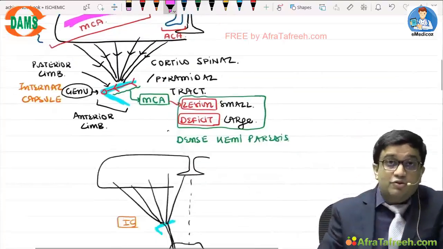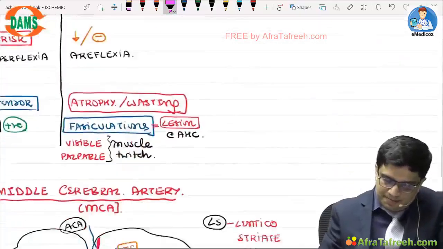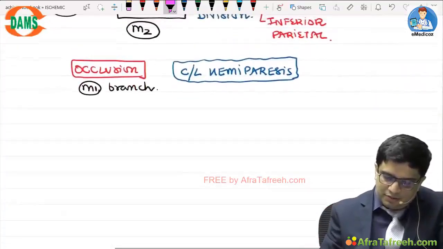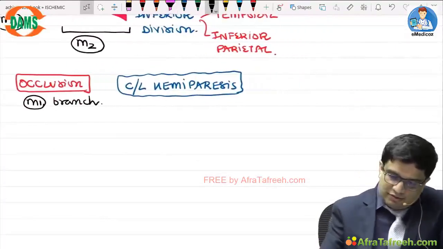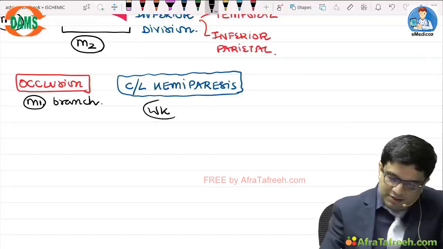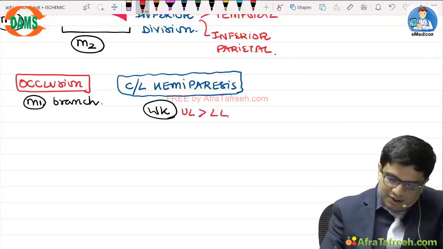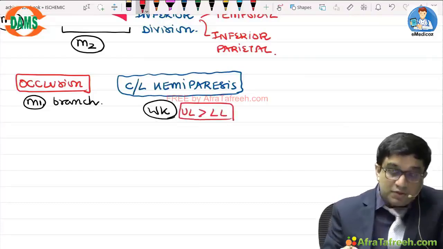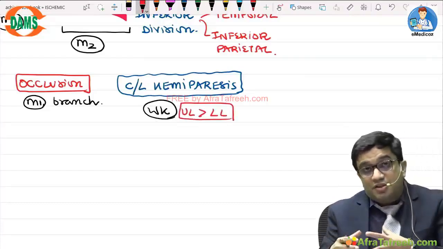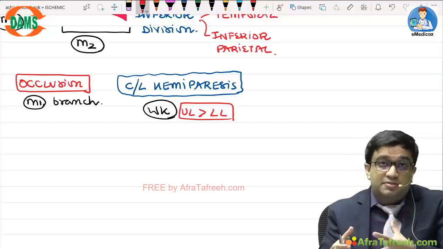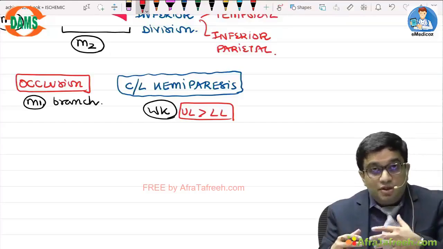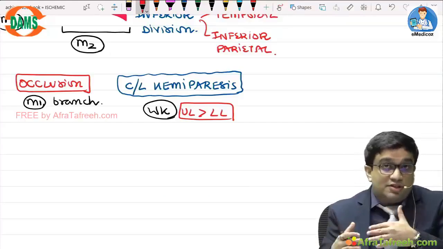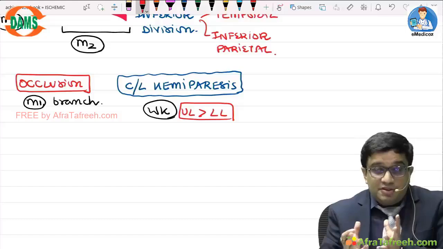So when I want to differentiate this patient, in patients of contralateral hemiparesis, we will find weakness is more often seen in the upper limb than the lower limb. Okay, remember this. If upper limb and lower limb are equally weak, then we call this dense, because every fiber gets affected here.